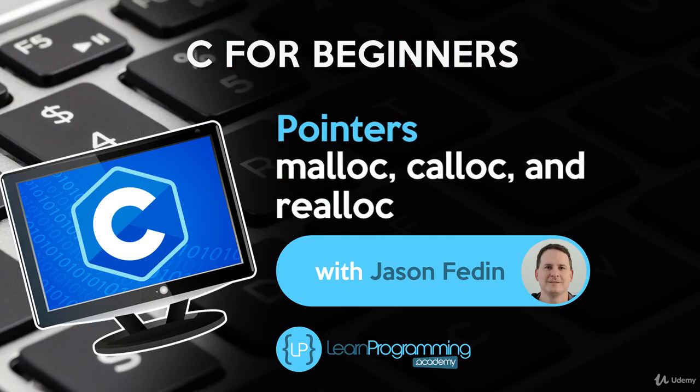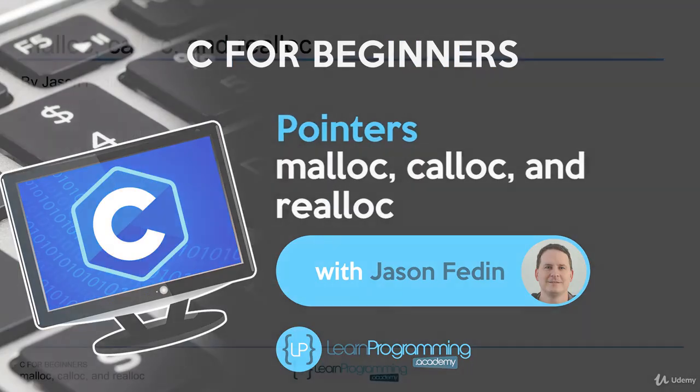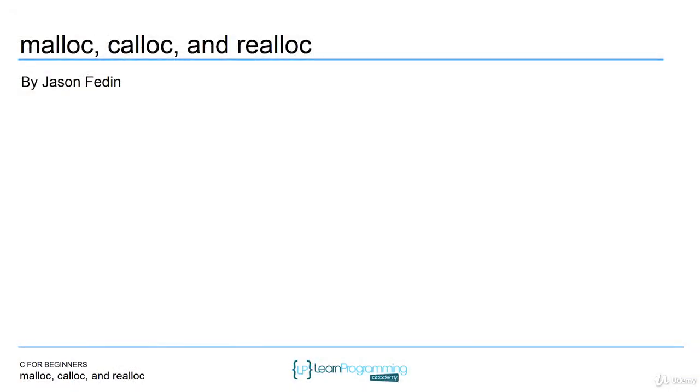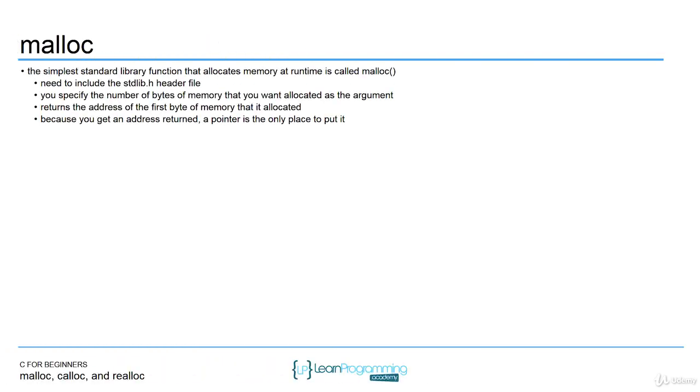Hello and welcome. Now that we understand dynamic memory allocation, we have to implement it. We have to actually know how to do it in C code. So we're going to talk about three really important functions: malloc, calloc, and realloc. And you see that they have names that stand for memory allocation, calloc, and reallocation.